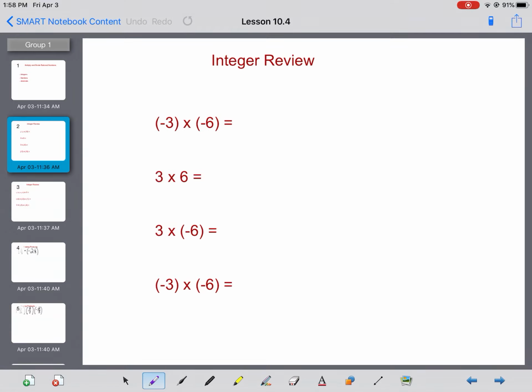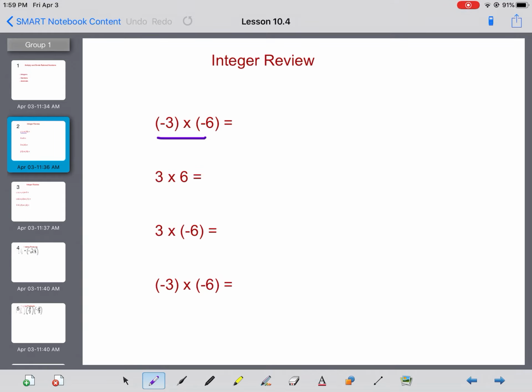So just a quick review on integers with multiplying. We've talked about adding and subtracting integers. Now let's talk about multiplying and dividing integers. Now the nice thing about multiplying and dividing with integers is you really need to remember only two things. Same signs, we get a positive answer. Different signs, we get a negative answer.